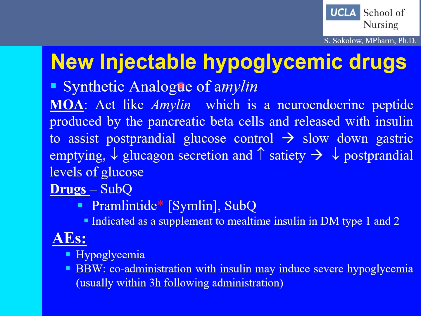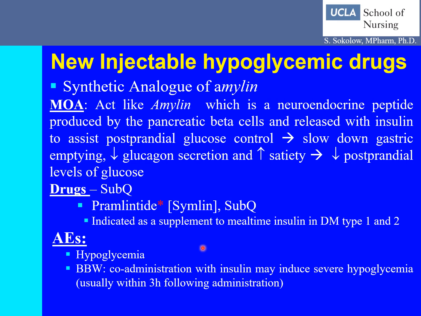And then this is another injectable drug. This one is an analog of amylin. Amylin is a neuroendocrine peptide that is produced by the pancreatic beta cells, the same cells that produce insulin, and it's released with insulin to assist the postprandial glucose control. It also slows down the gastric emptying, just like GLP-1, and it also reduces the glucagon secretion and increases the satiety. So overall, amylin also reduces the postprandial level of glucose. Because it's also a peptide hormone, it's administered sub-Q, and this is pramlintide, Symlin.